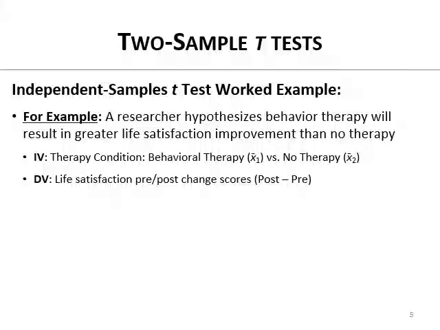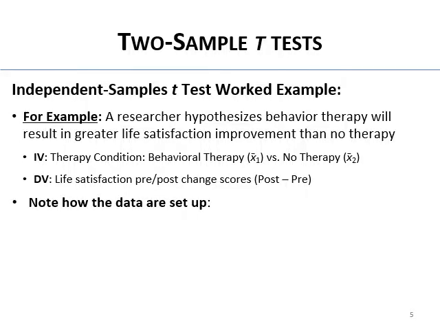Specifically, the way they did this study is they looked at pre-post. So they measured them at baseline, and then one group got therapy and one group didn't. They measured them afterwards. And the actual DV you analyze is the change score. So how much did it change from before and after therapy? Pre-post change score.